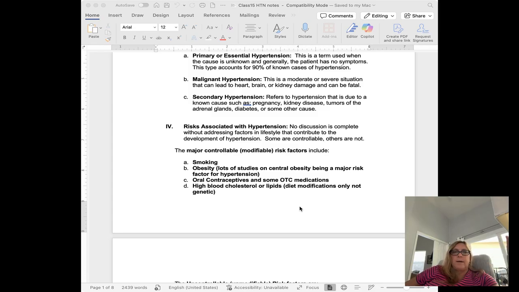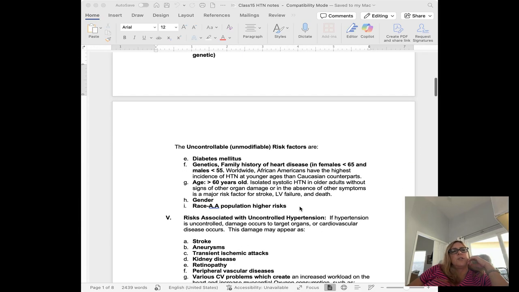We called that familial. You can have homozygous or heterozygous familial hypercholesterolemia. Those we cannot modify. But the dietary cholesterol we can. So the unmodifiable risk factors, okay? So these are the ones we cannot change.